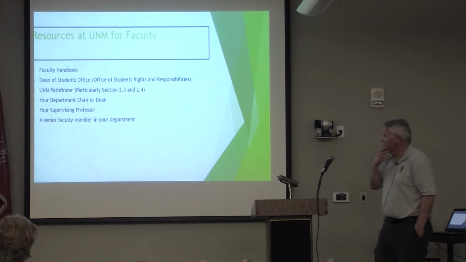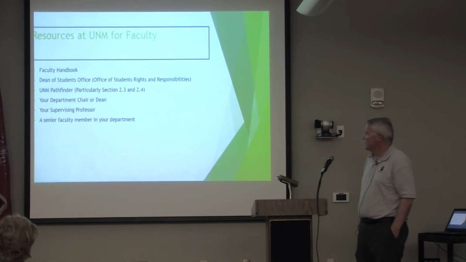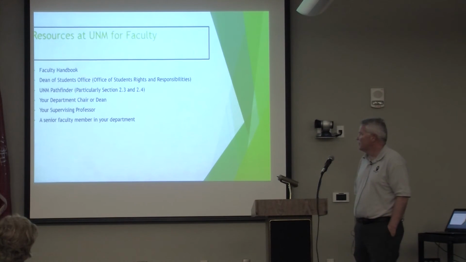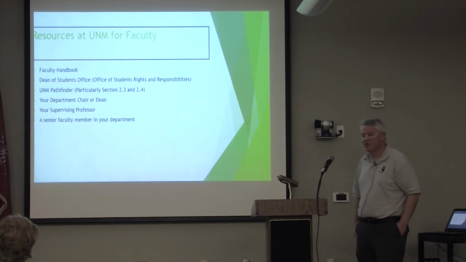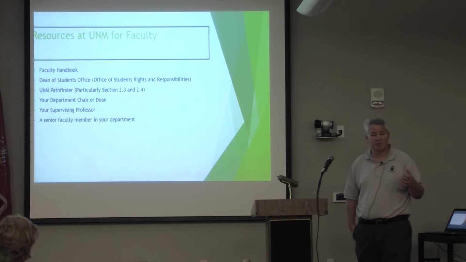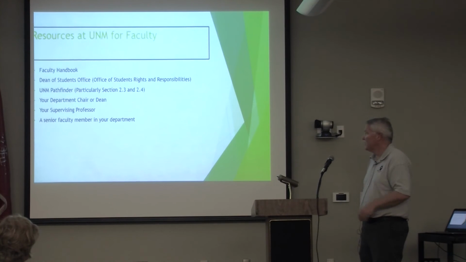So, some resources for you here at the university. The faculty handbook, the Dean of Students Office, through the Office of Students' Rights and Responsibility, that's what I'm responsible for. UNM Pathfinder, particularly sections 2.3 and 2.4. Both those sections cover academic integrity issues. One's misrepresentation, the other one's specifically academic integrity, which is 2.4.